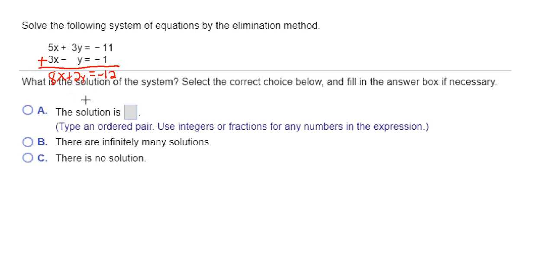And so I get this resulting equation, which is true if 5x plus 3y equals negative 11, and 3x minus y equals negative 1. It's also true that 8x plus 2y equals negative 12. But it doesn't get me any closer to figuring out what x is equal to or what y is equal to. So this really doesn't do me any good. I make no progress with this.